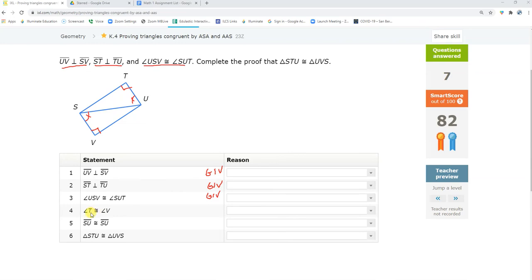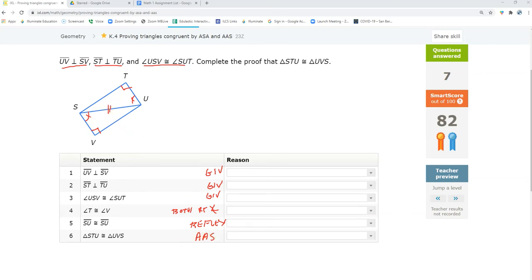Angle T is congruent to V. Okay, well, look, I marked them up as both being right angles. That's because they're both right angles, right? We're going to look for something that says something like all right angles are congruent. SU with SU, why is that? Reflexive. And then the two triangles by angle, side, angle, no, excuse me, angle, angle, side.